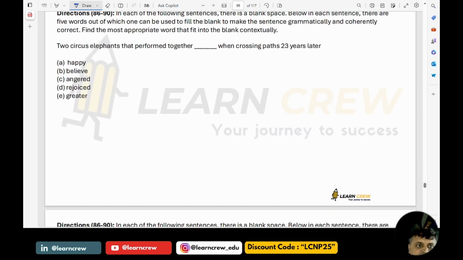Next, 87. Two circus elephants that performed together dash when crossing paths 23 years later. Here we use the word rejoiced. Rejoiced means feel or show great joy or delight, which is going to fit here. So the answer would be rejoiced. The two circus elephants that performed together rejoiced when crossing paths 23 years later. So the answer is D.